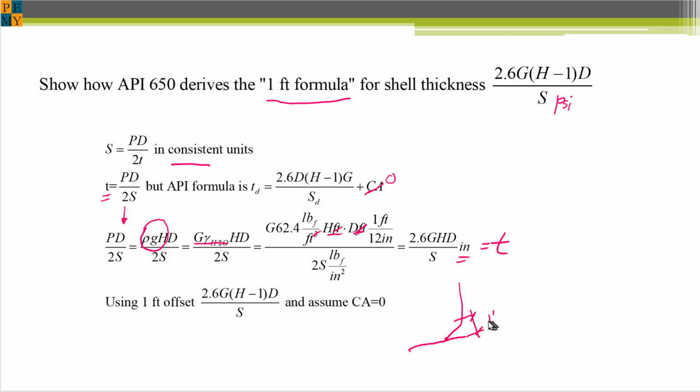And even though this is not really that accurate, it is pretty accurate in many cases for different size tanks. So that's where the 1 foot comes from. It's just a deduct of 1 foot to account for the fact that you do not get a full expansion at the bottom. So actually the hoop stresses would be very close to 0, very near the bottom.